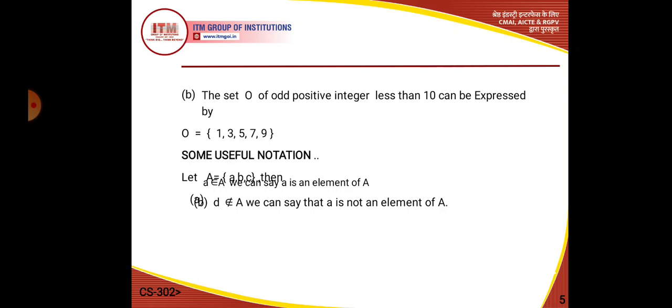Now, the second example, the set O of odd positive integers less than 10 can be expressed by capital O equals {1, 3, 5, 7, 9}. This set consists of all positive integers and all the integers are less than 10.